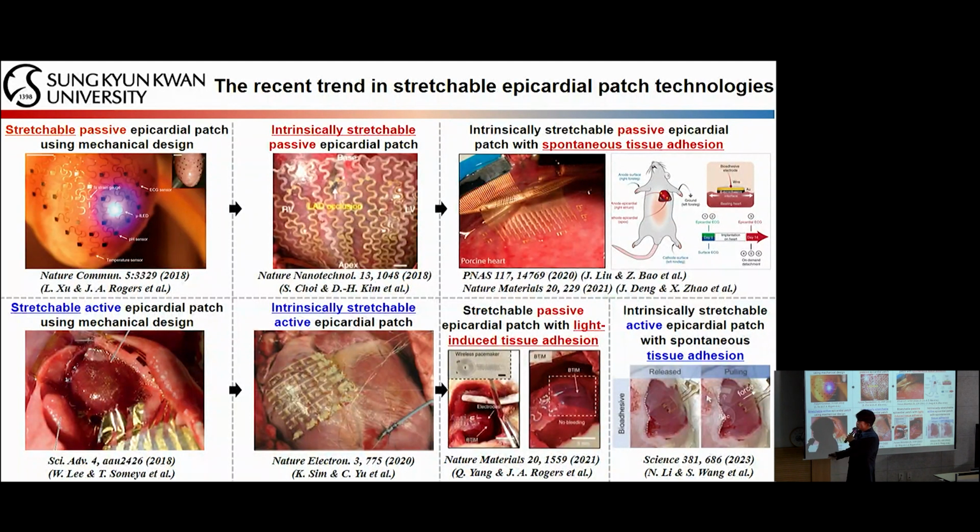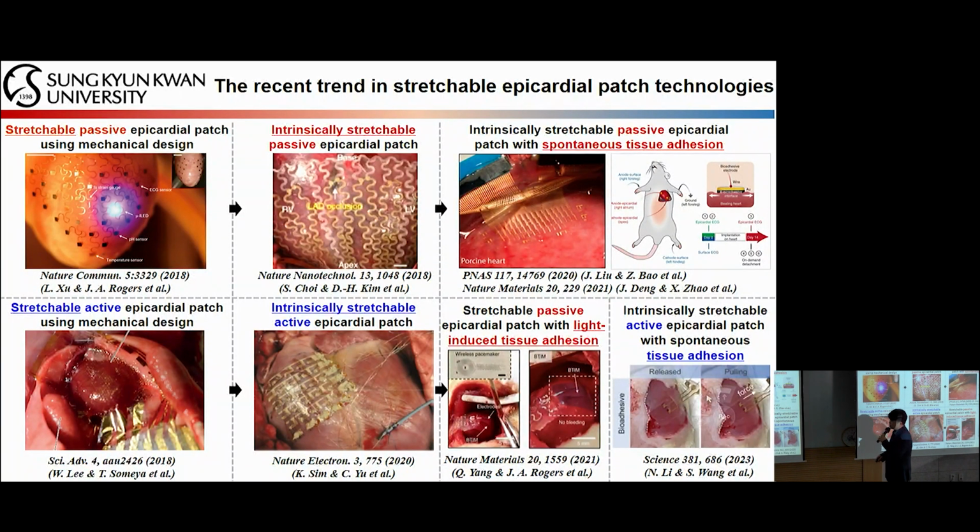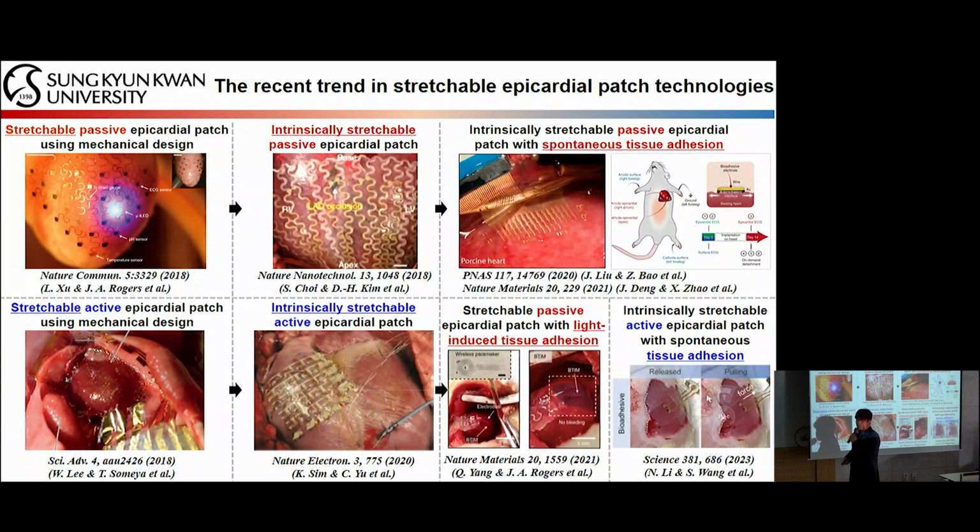So to resolve these issues, various research groups have focused on the development of stretchable epicardial patch technologies. Initially, mechanical designs like serpentine or wavy and buckled structures and intrinsically stretchable materials were used. But recently, the tissue adhesive epicardial patch has also been developed to improve the tissue interface stability.